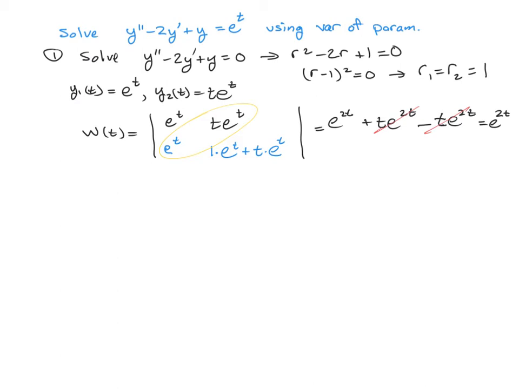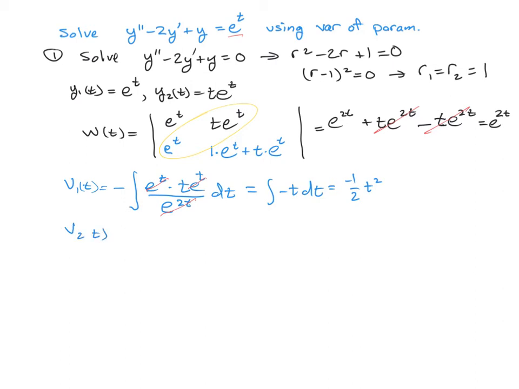Now our formulas for v1 and v2 are the same as the previous example. v1 of t is always the opposite of the integral of the forcing term, which is e to the t, times the y2, which is t e to the t, divided by the Wronskian, which was e to the 2t. And then if we simplify this down, we will notice that the exponentials cancel out, and we're just integrating a negative t with respect to t. So we get a negative 1/2 t squared. Again, we do not include the constant of integration.